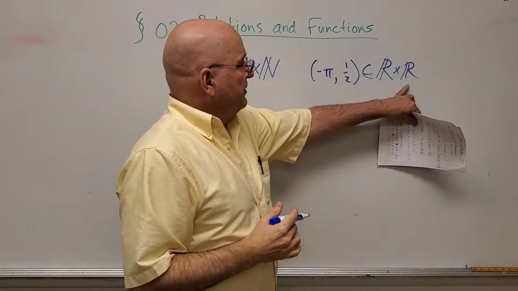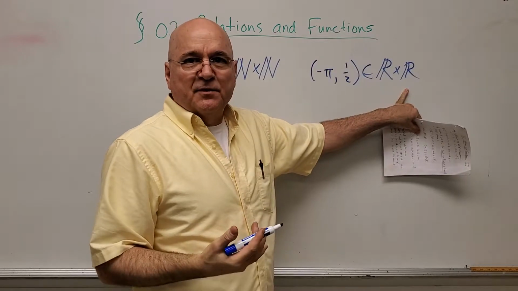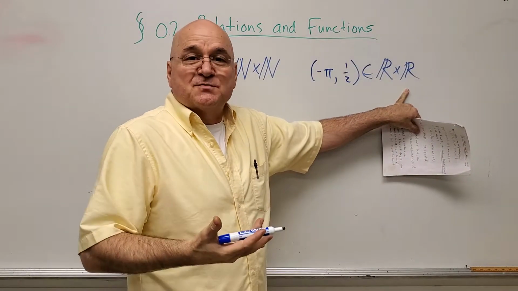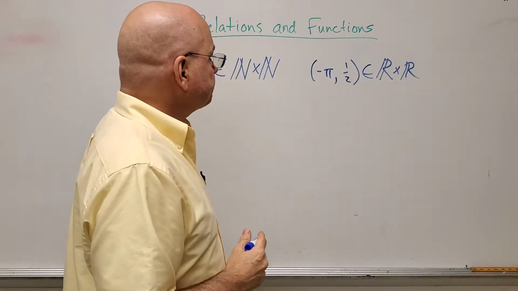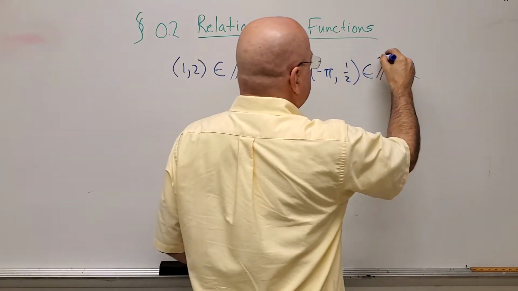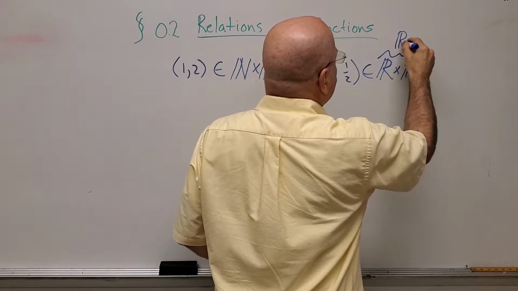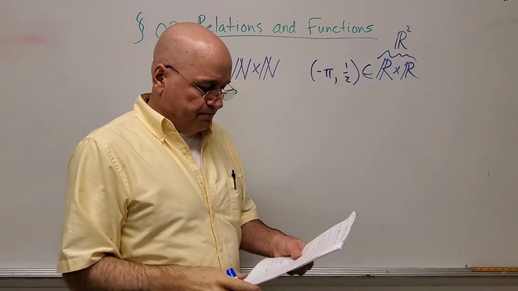So whether you realize it or not, this is something you're probably very familiar with. The xy plane, the Cartesian plane, is R cross R. Sometimes this is written R squared.